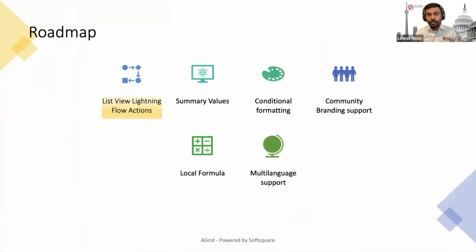All right. So we are excited to share some of the key features in our roadmap. Currently, you have seen a demo with the row level actions, right? Which can invoke a visual flow or an auto launched flow. Currently, we are working on list level flow actions where you can select multiple rows and invoke a flow from AGrid. It will be generally available by middle of July 2021.